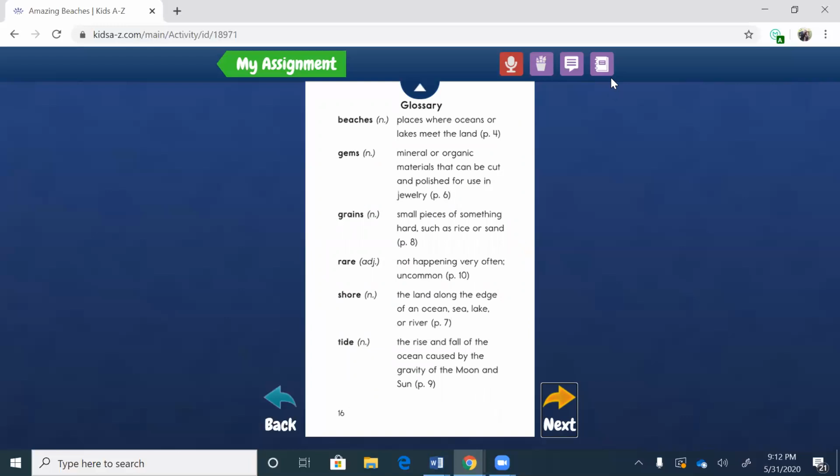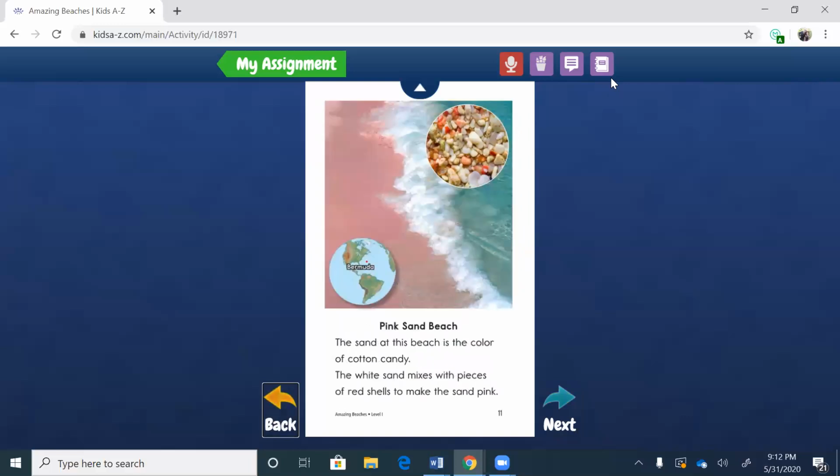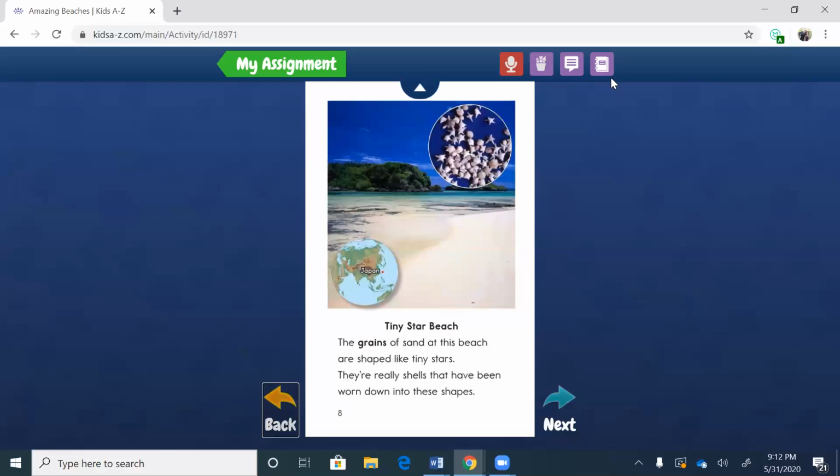So think back to all of those beaches that we just saw. Which one would be the one that you want to visit? For me, let's see. I like the pink sand beach. That's different. And I think I'll go with the Tiny Star Beach.